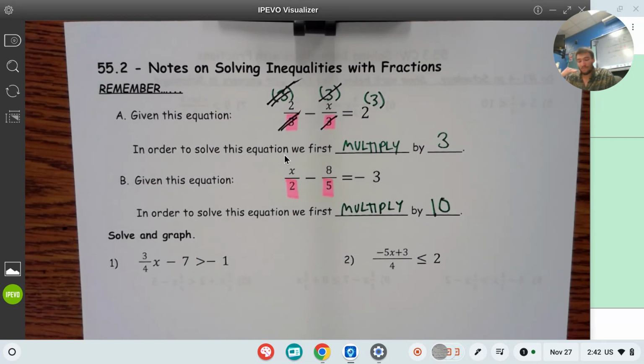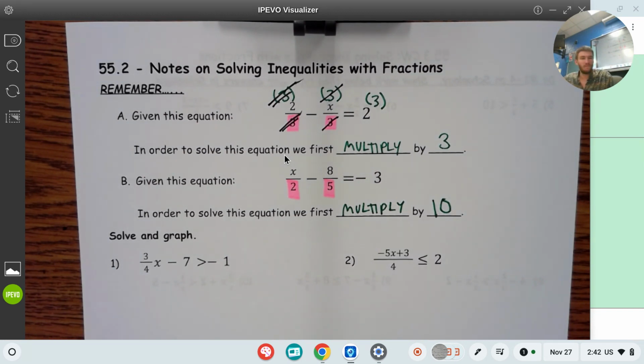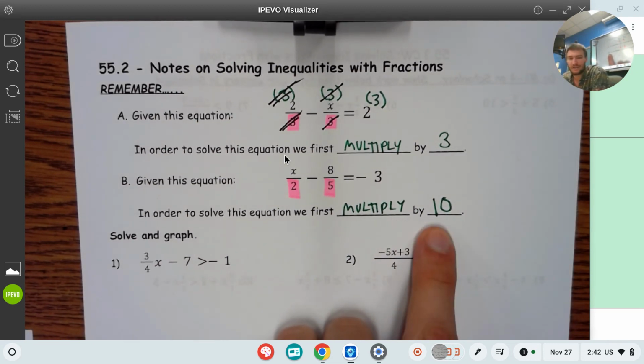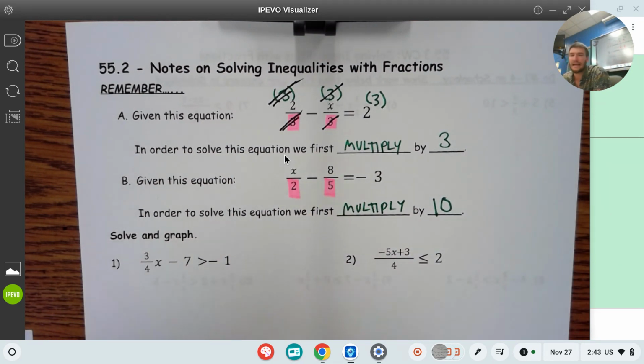So, like I said, we already learned this. I know it's been 5 days since we did math. It's okay if our brain's a little bit foggy. But we've already learned this. Multiply the two bottoms together, you get 10, and choose that.